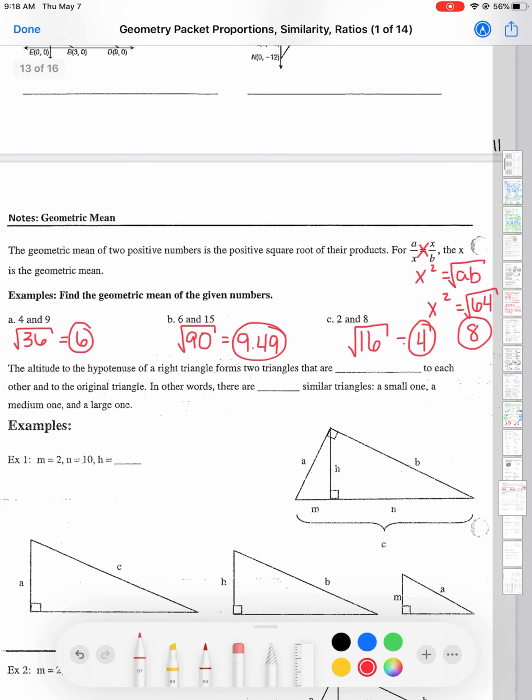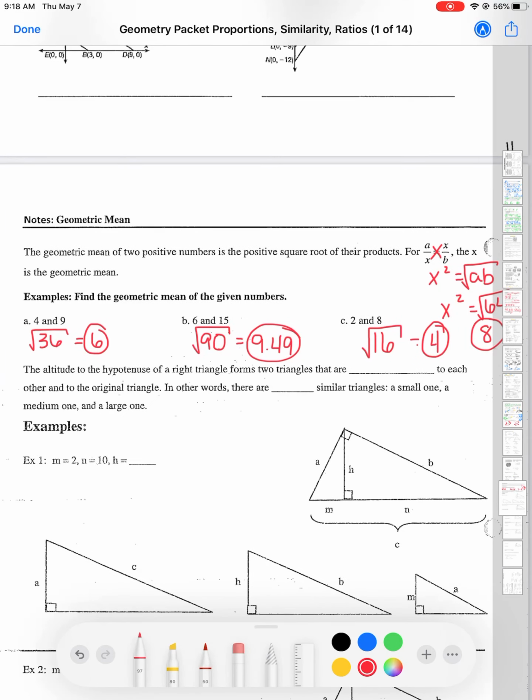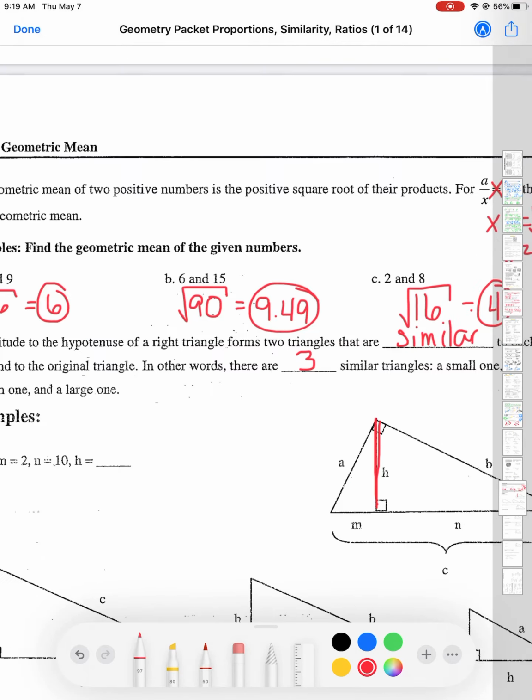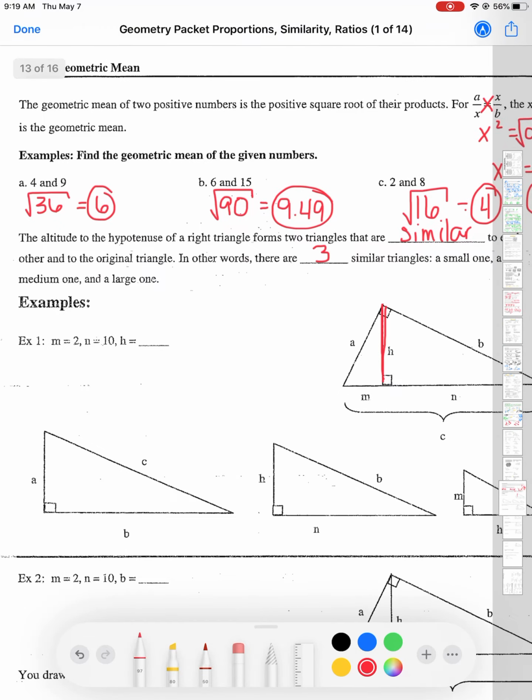Now, the purpose for geometric mean is this. The altitude to the hypotenuse. Remember, altitude is the height of a triangle. The altitude of a right triangle forms two triangles that are similar to each other and to the original triangle. In other words, there are 3 similar triangles, a small one, a medium one, and a large one. So here's some examples.